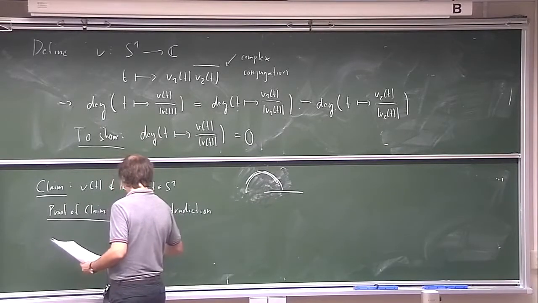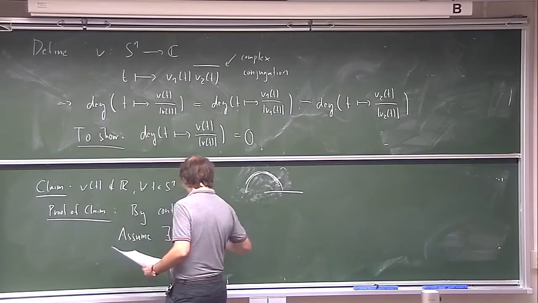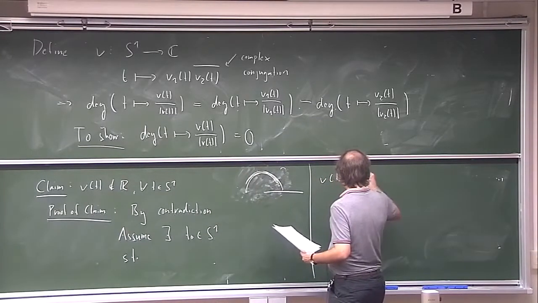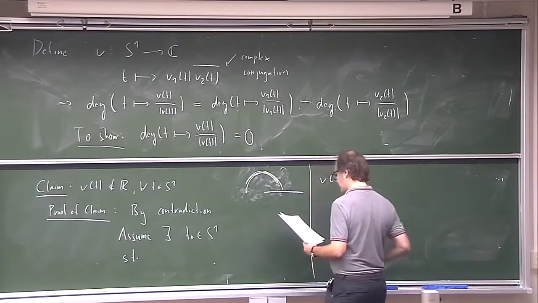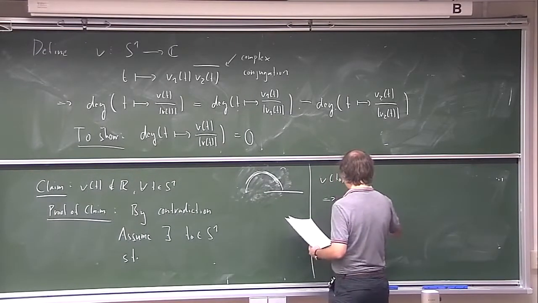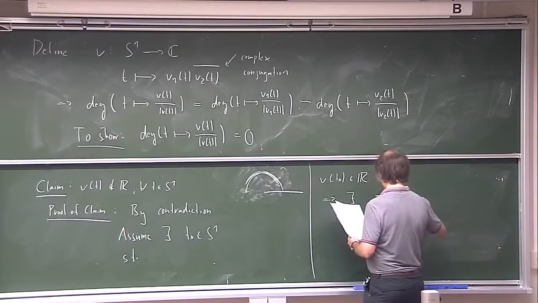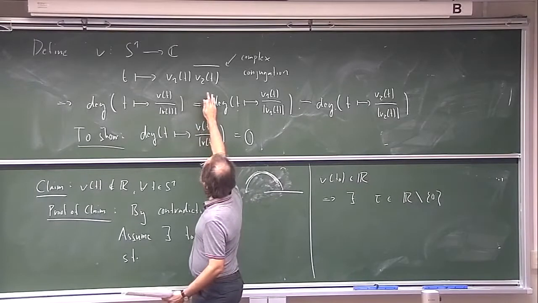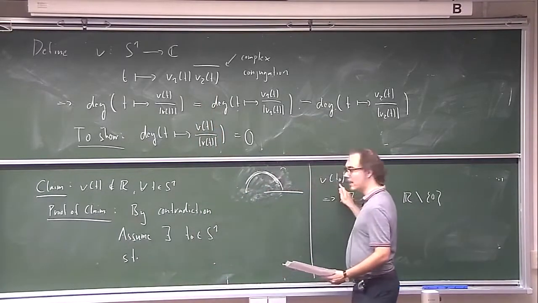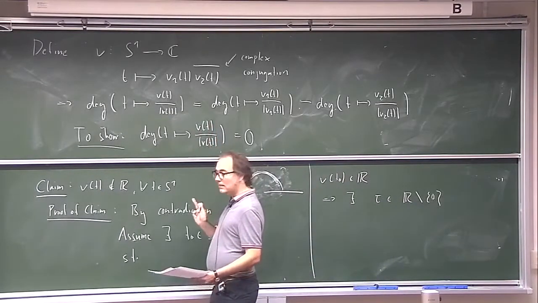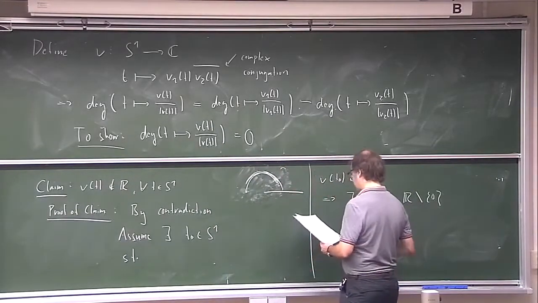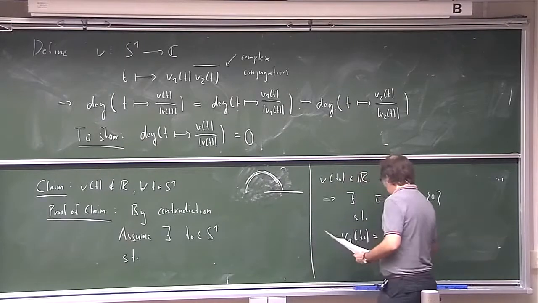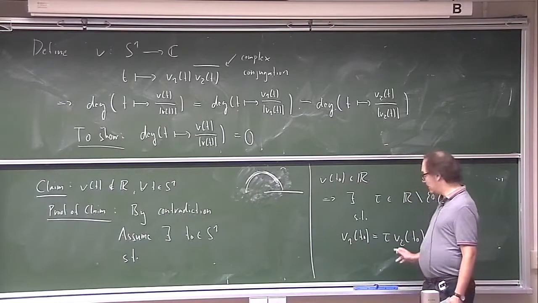And so assume there exists T0 in S1 such that V of T0 is in R. But that means that there exists tau in R. If you remember the definition of V, this is just V1 T, V2 T bar. So that means at this time T0, V1 and V2 are linearly dependent, so there exists tau in R without 0 such that V1 T0 equals tau V2 T0. So they're linearly dependent at one point.